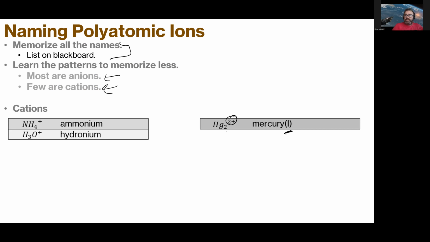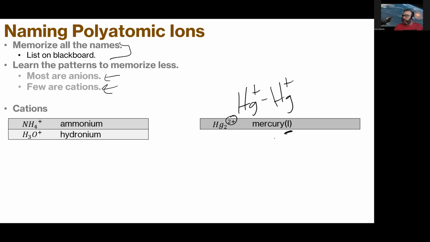Why is there a 2 plus? Well, it's because this is really two mercury 1 pluses that are stuck together. It doesn't happen all the time. Well, I mean, it happens all the time for this thing, but it's not a very common one for us to see, especially in lab. We're not gonna do anything with mercury in lab. Anyway, those are the three positive ones. Everything else is a negatively charged one.